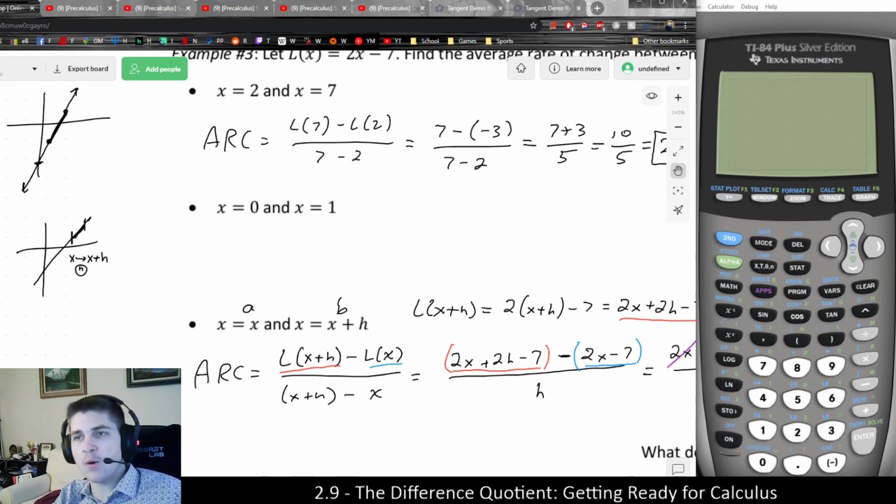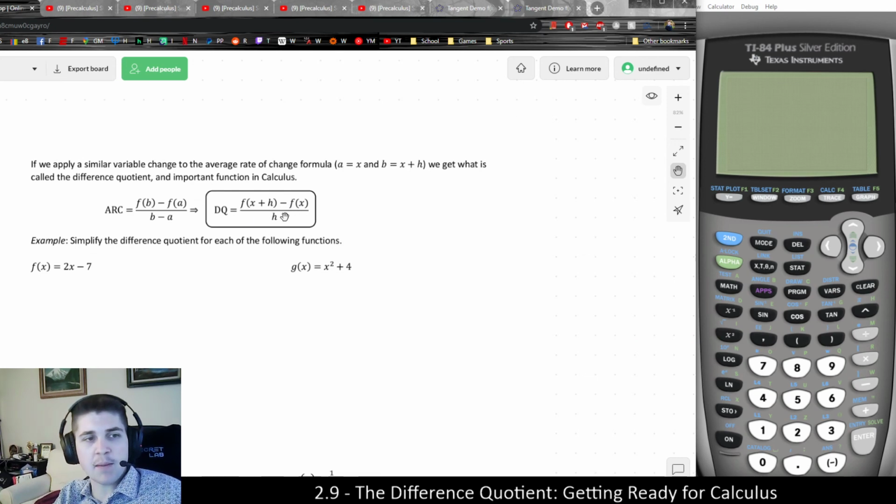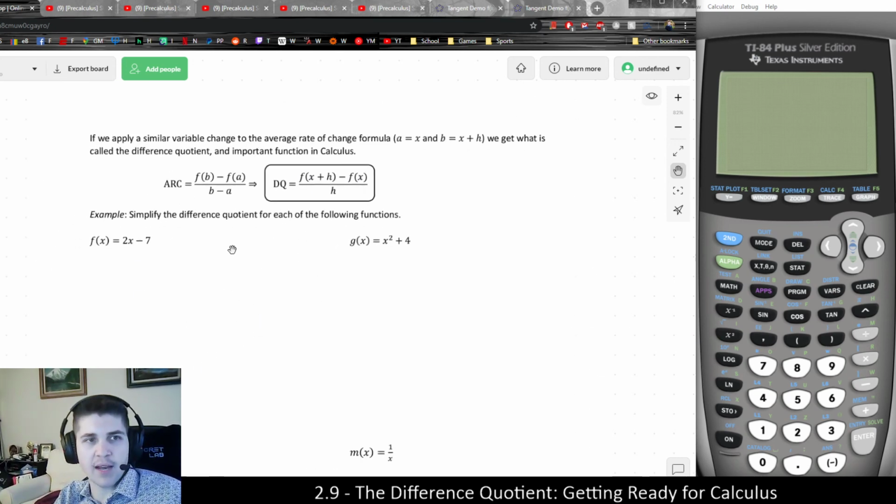So in the next video, we will work on the back page of the packet. I'll talk a little bit about the difference quotient, what that means and why, and we will do some algebraic examples of solving the difference quotient and using it to find what we call the derivative of a function.